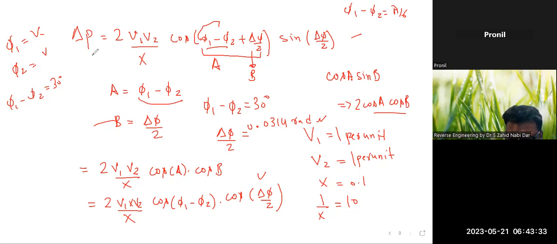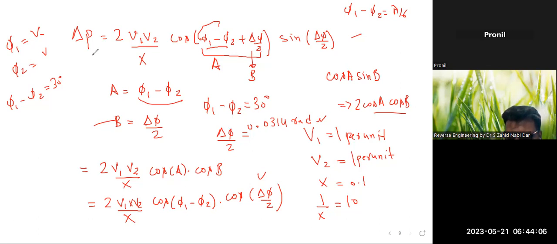Sir, is the answer 40.12? 14.12. 14 point 12. I have to check. For which one did you get the answer 14.12?